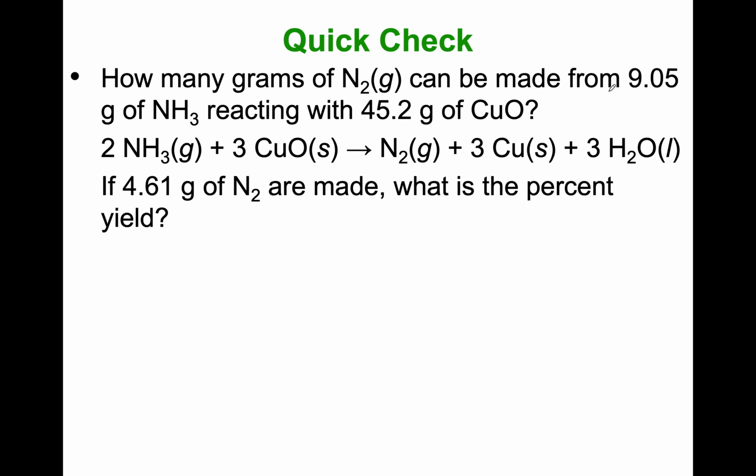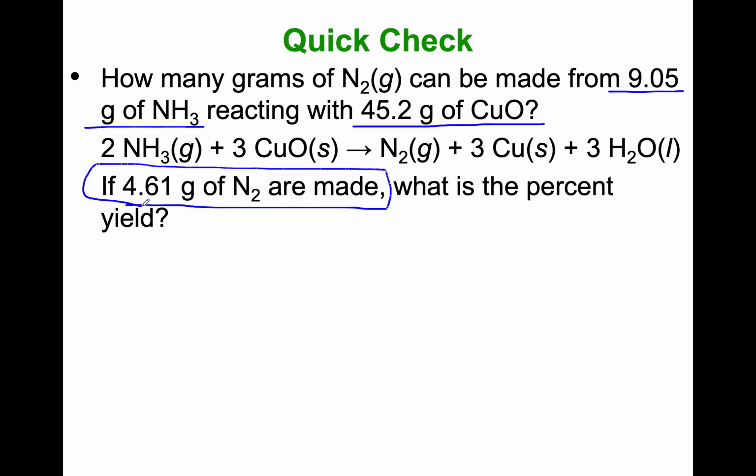So now let's put all this together. We have 9.05 grams of ammonia, and we have 45.2 grams of copper(II) oxide, and this is what was made. If that's what was made, that's the actual yield, and we want the % yield. So you have to calculate theoretical yield, and you have 2 reactants, so you have to determine the limiting reactant. So go ahead, pause the video, and calculate the % yield for this problem.